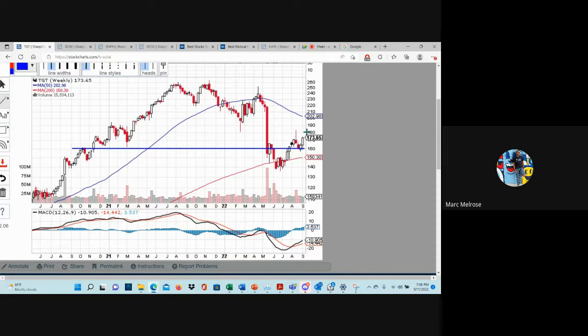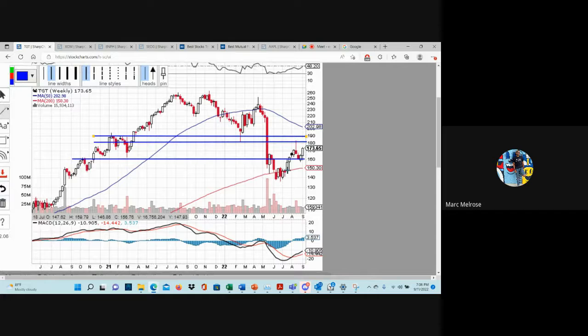And the next area that it is probably going to test is around 180 or 190. It depends on how conservative or aggressive you want to be. If you want to be super aggressive, you can make it 190. If you want to be a little bit more conservative, you can make it 180 for your resistance lines, excuse me.